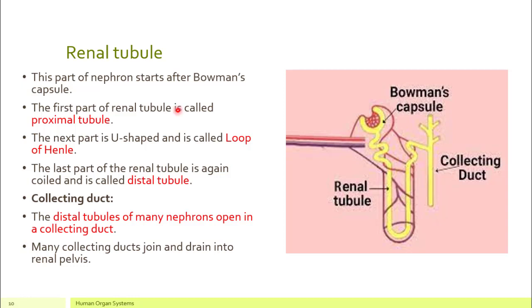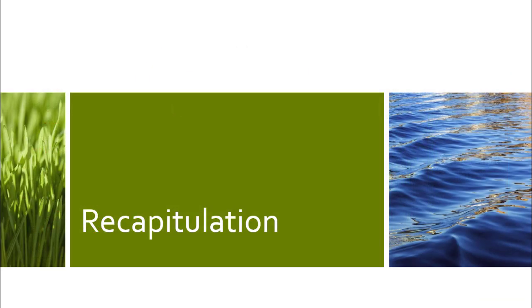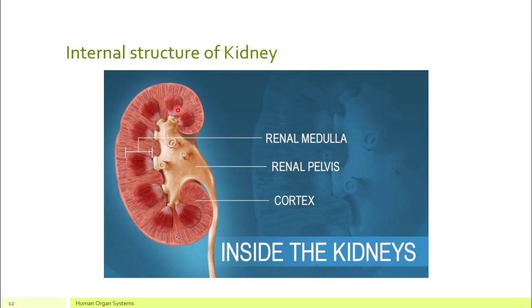So students, now we are going to overview the whole lesson. We have discussed about the internal structure of kidney. First of all, the outermost region of kidney is called renal cortex. Then it has renal medulla, which consists of many conical masses which are known as renal pyramids. And at last we have renal pelvis.